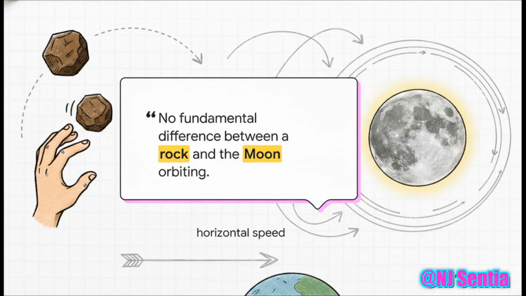And this is the grandest unification in classical physics. There is absolutely no fundamental physical difference between a rock casually tossed by a human hand and the moon orbiting silently around our planet. None. They are both simply falling under the exact same universal force of gravity, governed by the exact same mathematical rules. The only difference? Horizontal speed.